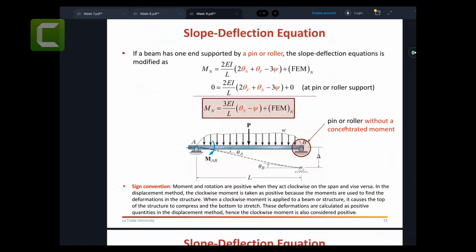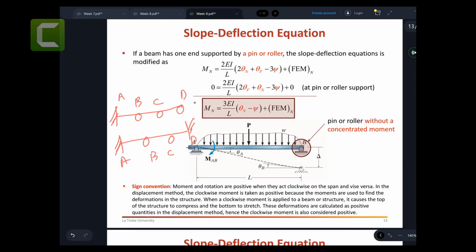By the way, when your far node is a pin or roller without a concentric moment, let's say you have these nodes A, B, C, and D, and the problem is at the far end, CD. In that case, at D, you can't fix the end. You can't go and clamp that far end and fix it.